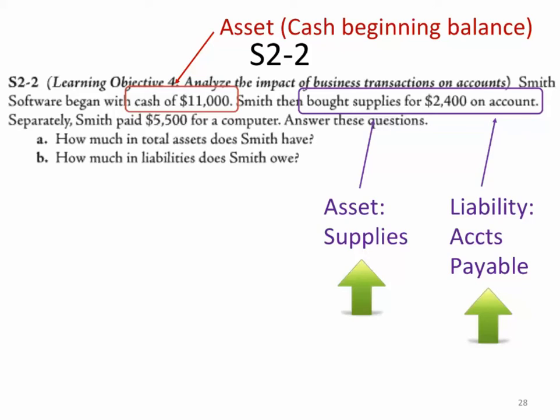So in your running total right now, we should have $11,000 under assets and $2,400 added to that. And then for liabilities, we should have $2,400 in our liability column for right now.